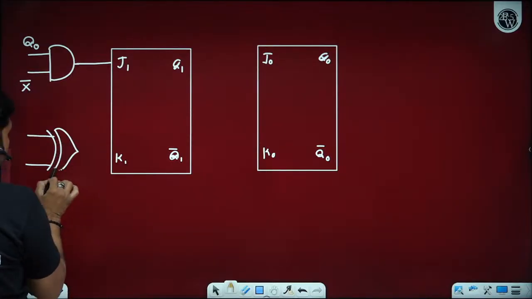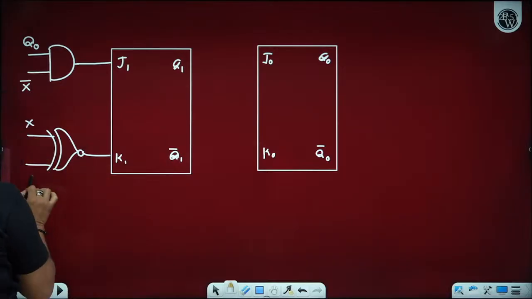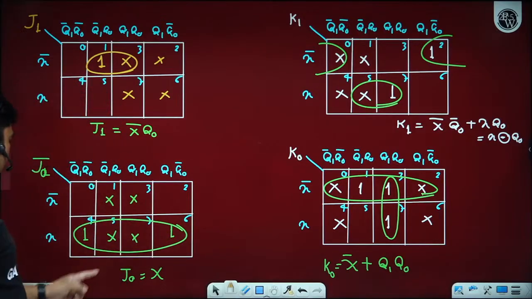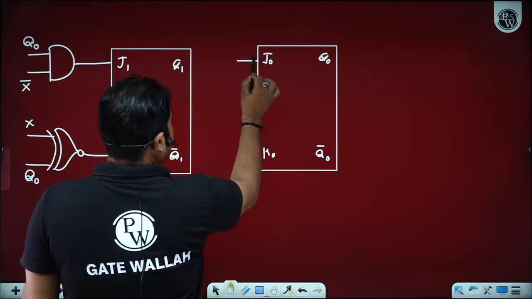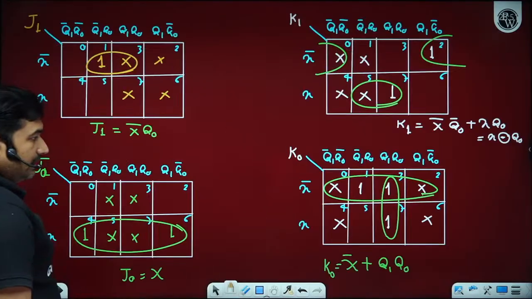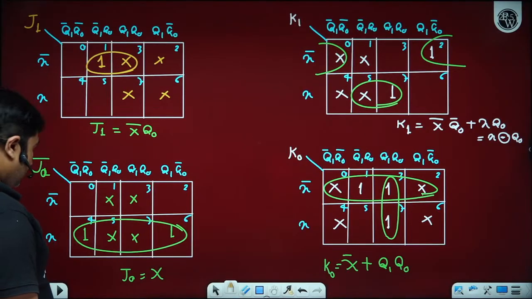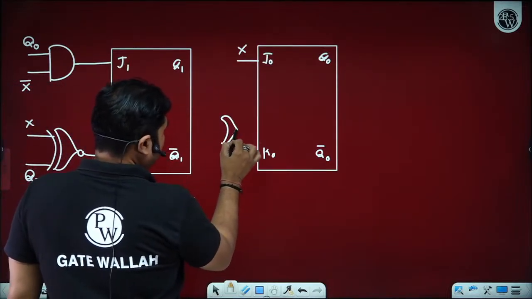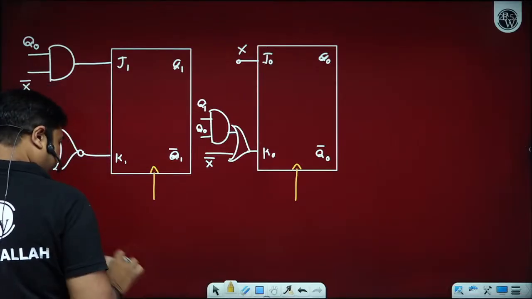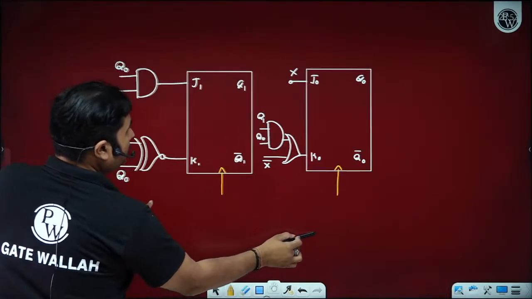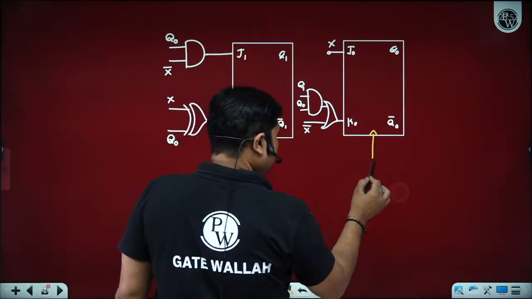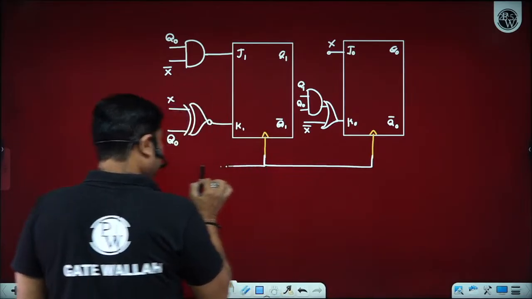X XNOR Q0. Is it okay? Yes, sir. And we have J0 required as X, and K0 required as X bar Q1 Q0. So, clock pulse. Basically the circuit you want to design now is your desired sequence detector.